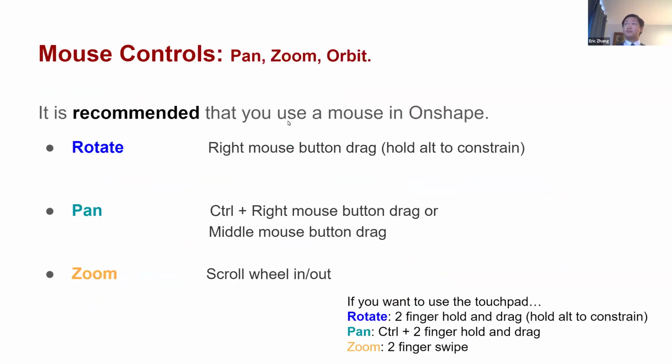First of all, for anyone who's watching this, it's recommended that you have a mouse on Onshape. To tell you the basic controls, the right mouse button will allow you to rotate the screen. Panning, which is Control plus right, or dragging the middle mouse button, will allow you to pan. And scrolling the wheel in and out will allow you to zoom. If you have a touchpad, you can rotate with a 2-finger hold and drag, pan with a 2-finger swipe to hold and drag, and zoom with a 2-finger swipe.